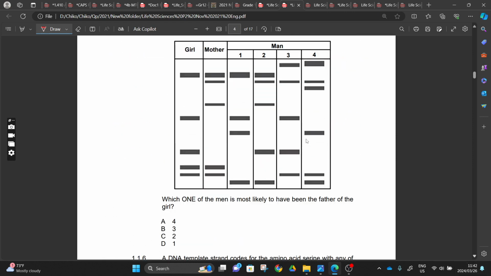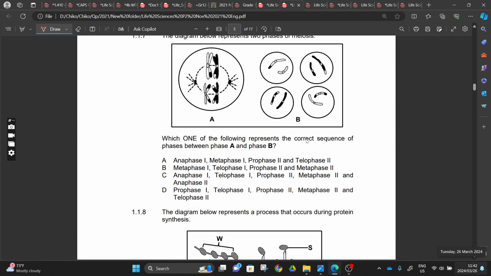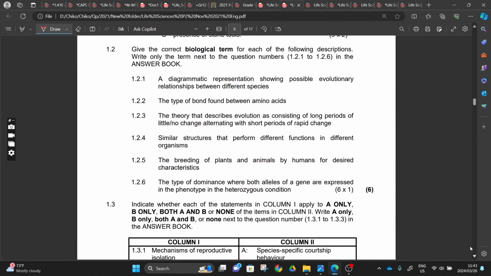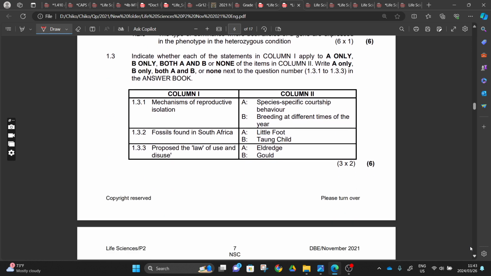You say, okay, here you understand the question. Here we are dealing with DNA reading, and then here we are dealing with chromosomes, chromosome separation, meiosis. Then from meiosis, here you are dealing with DNA transcription and translation. That is what you are scanning before you go to a question and see what the question requires from you. Then you see the biological terms, maybe the type of bond found between amino acids. That will be the peptide bond.